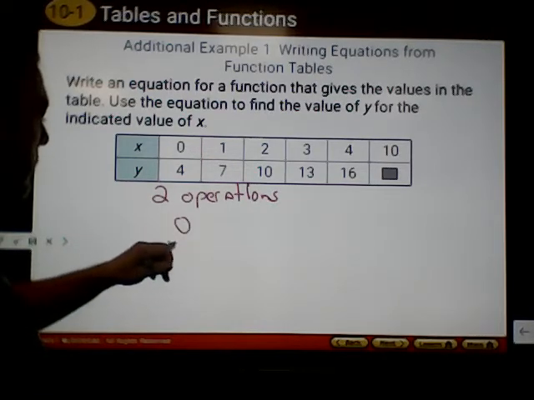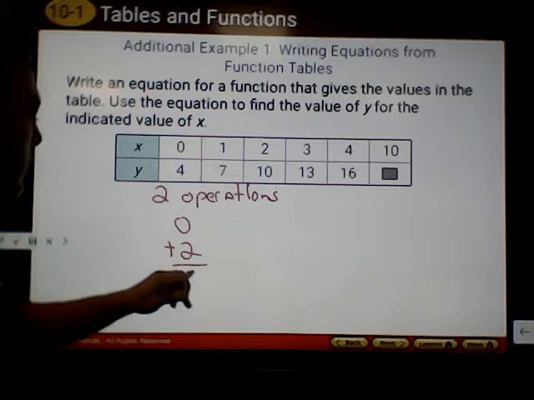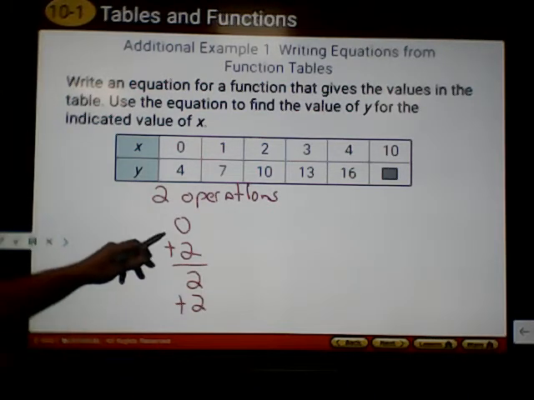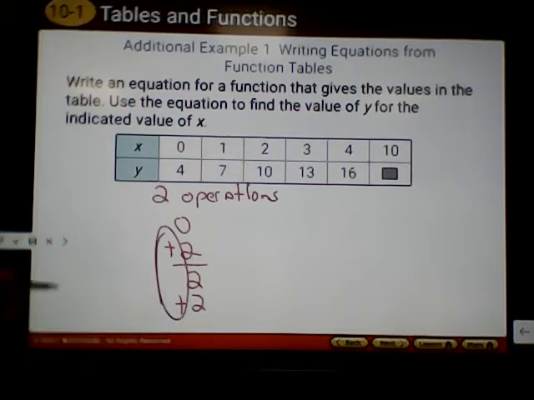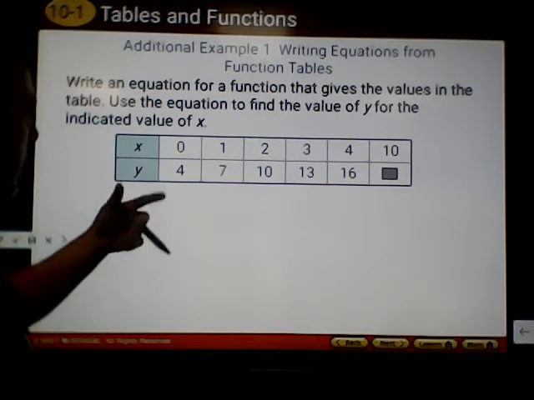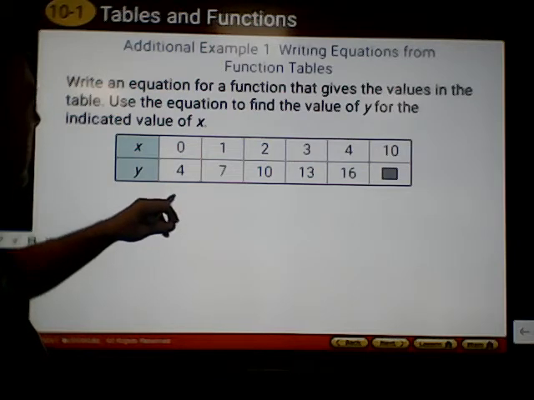Okay, we can go 0 plus 4 doesn't work. How about 0 plus 2 equals 2, add 2? Well, you can't add and add. That doesn't make sense. So you can't do the same operation twice. That's adding 4. So to do two operations, it has to be two different operations.